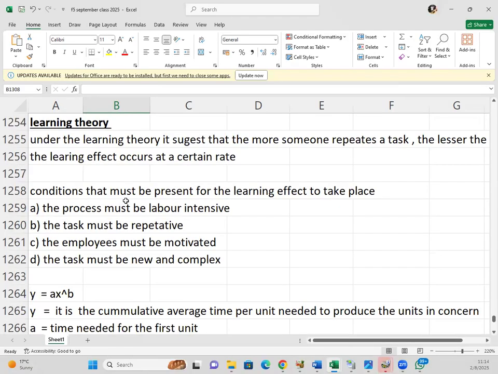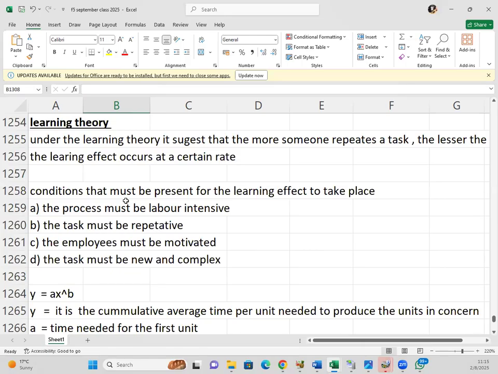Then also, we did talk about the learning theory. This is normally used if we want to estimate the amount of labor. So under the learning theory, the basis of this theory is that the more someone keeps repeating a task, the less time they end up taking. So if you repeat a task over and over, and this task is not being carried out by machines, humans enjoy the learning effect.